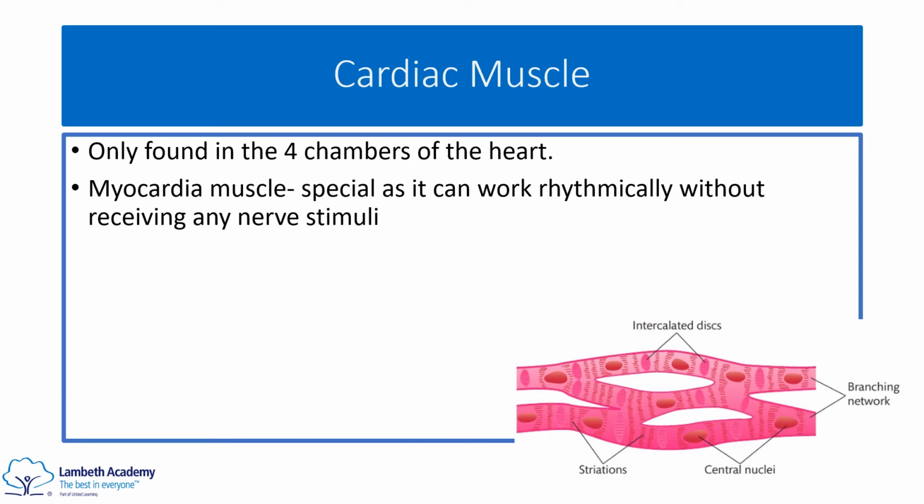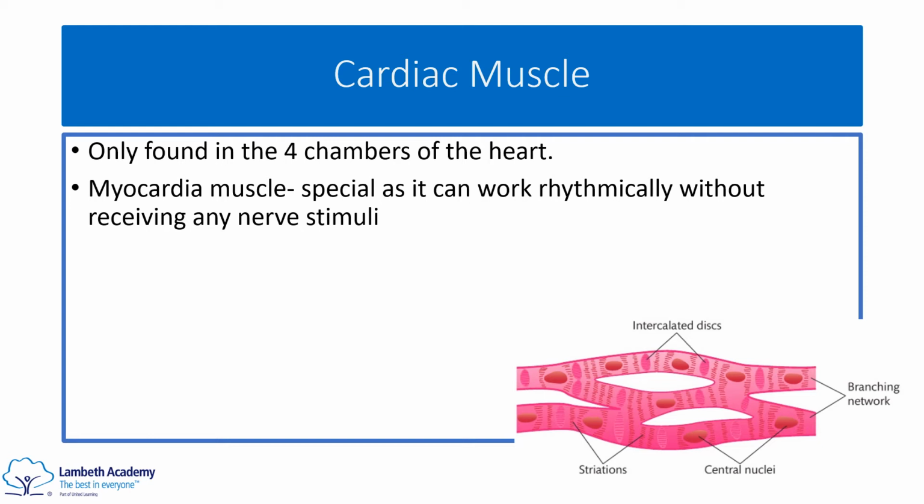The final type of muscle that we're going to be looking at is the cardiac muscle. Now this is nice and simple. There are 4 chambers in the heart, and in those 4 chambers you will find cardiac muscle. That's the only place on the body where you will find this type of muscle. Myocardial muscle is really, really special because it works rhythmically without receiving any stimulation. So this type of muscle, myocardial muscle, just works in a little beat like budum, budum, budum, budum. And we know that because we can think about how our heart beats.